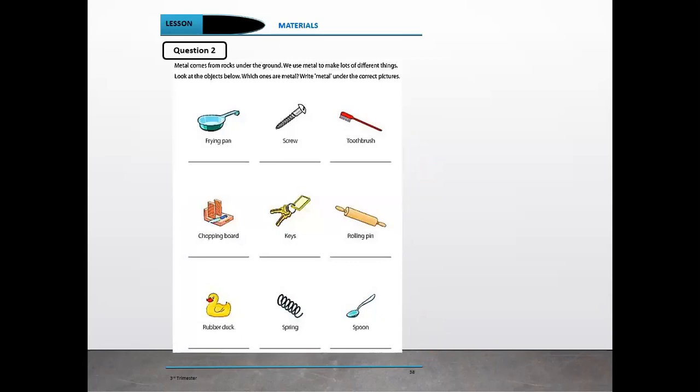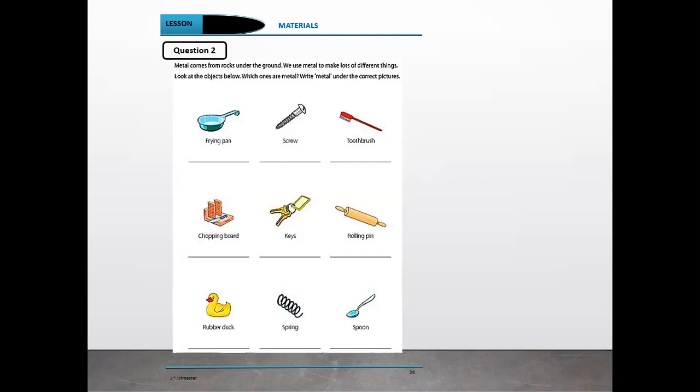Okay, page 38, you have here some materials. It says that metal comes from rocks under the ground. We use metal to make lots of different things. Look at the objects below. Which one is metal? Write metal under the correct picture. We are going to see each picture, and if it is made from metal, we are going to write metal under it. If it is not made from metal, we are not going to write anything.